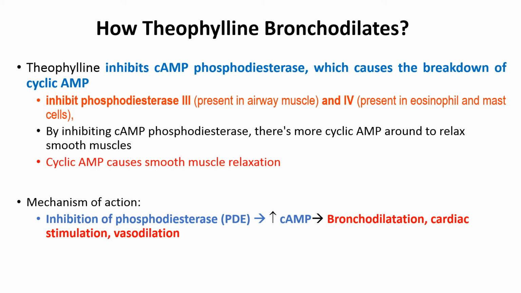Now these methyl xanthines inhibit two types of phosphodiesterase: phosphodiesterase 3, which is present in the airway muscles, and phosphodiesterase 4, which is present in eosinophils and mast cells. So they also inhibit the release of histamine. The basic thing is that this inhibition of cyclic AMP phosphodiesterase increases the cyclic AMP level, and this increased cyclic AMP leads to bronchodilation.